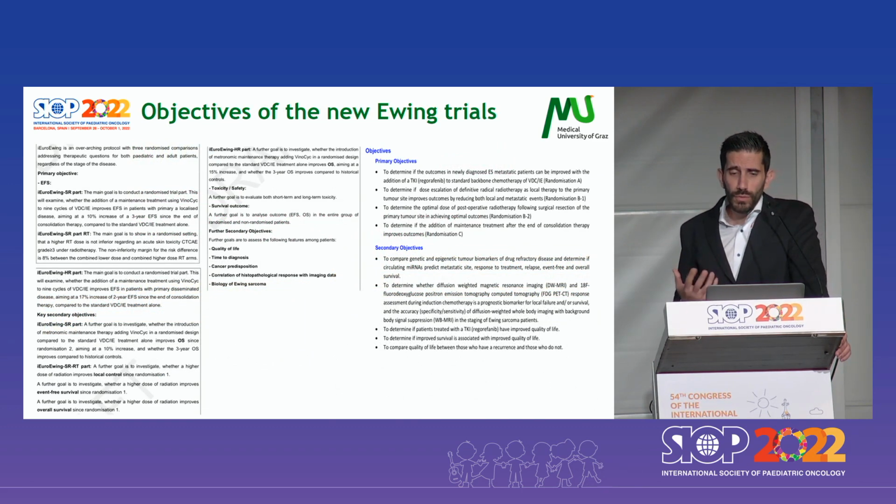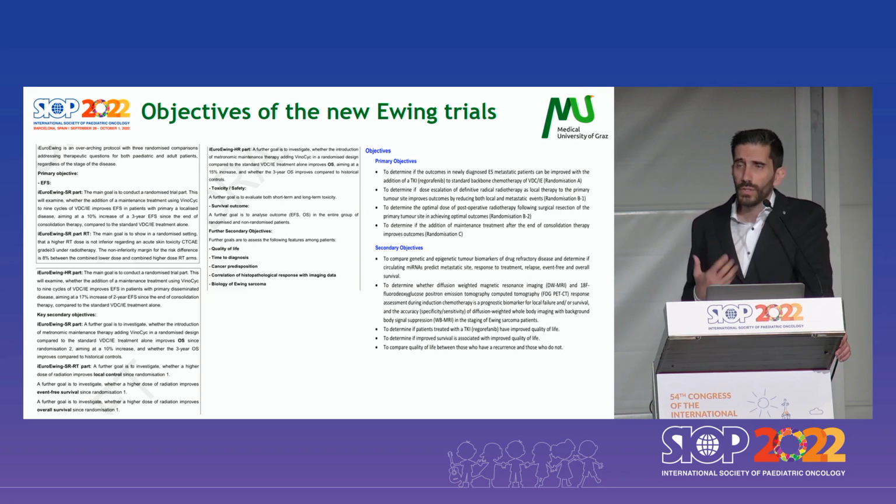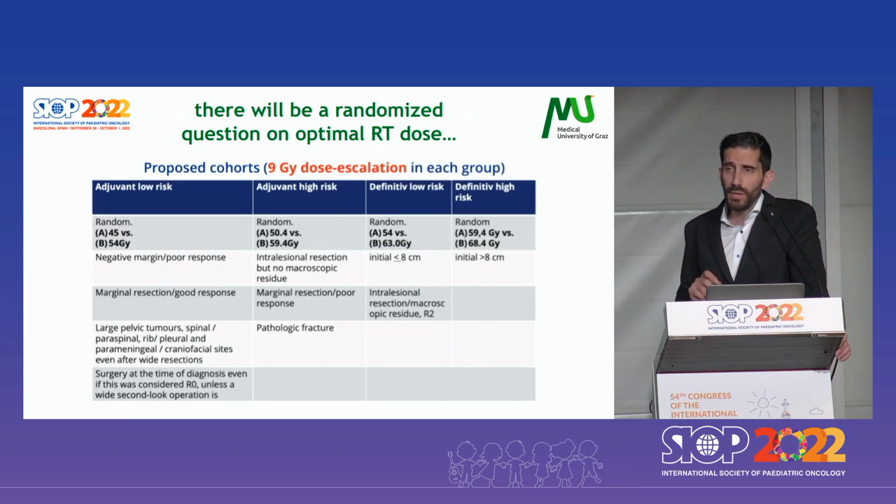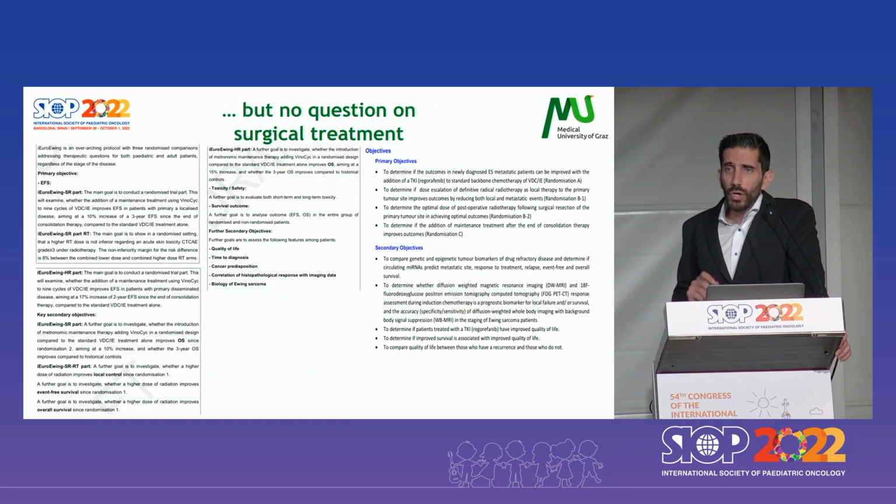If we look at the objectives of the two new large intergroup Ewing trials, which are going to be opened in Europe in the next couple of weeks and months, we see that there are a lot of important and very interesting questions regarding the optimization of chemotherapy, regarding quality of life, regarding biological markers, and so on and so forth. We also see that there's going to be a randomized question on optimal radiotherapy dose in patients with different risk constellations in Ewing sarcoma, but there will be no question whatsoever on surgical treatment, either randomized or even prospectively.